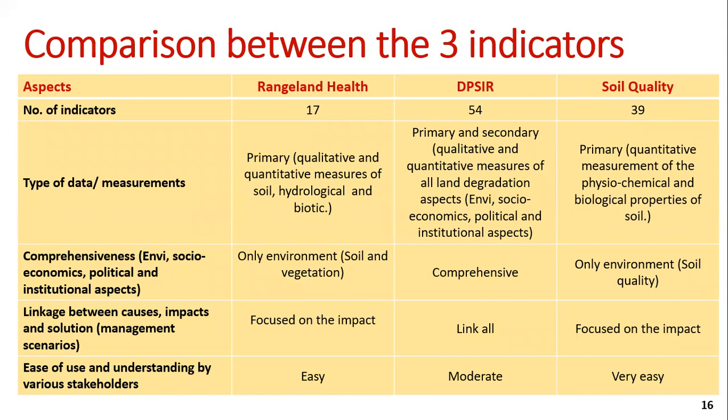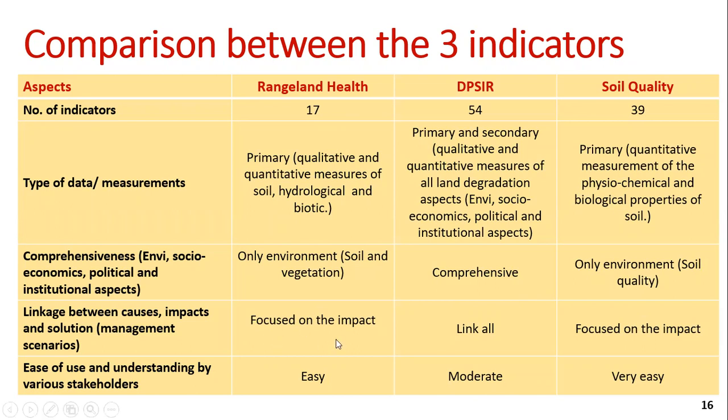Now, if you look at their comprehensiveness, and what I mean by comprehensiveness is focus on the sustainability pillars: the socioeconomic, environmental, and political and institutional aspects. The rangeland health only focuses on the environment, particularly the soil and vegetation. Whereas the soil quality focuses only on the soil, so it's only the environment. DPSIR focuses on all the aspects here. So in terms of comprehensiveness, it's better.